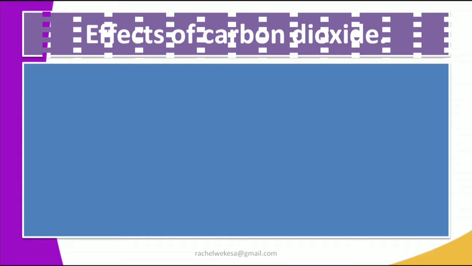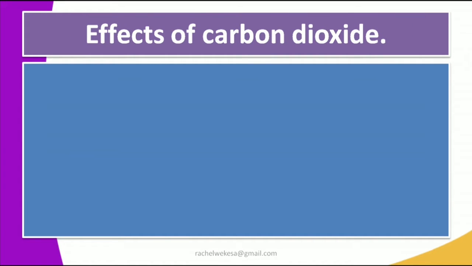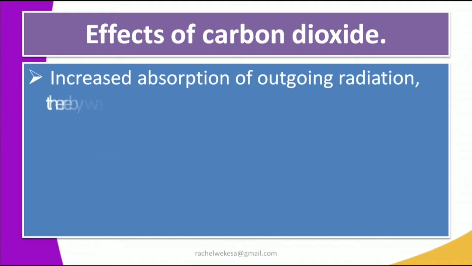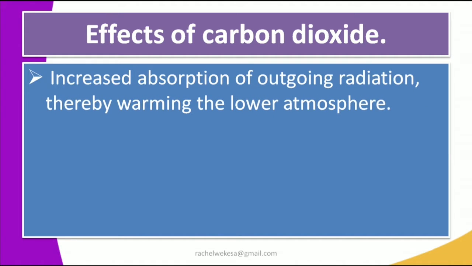Moving on to the effects of carbon dioxide. Carbon dioxide has the advantage part of it, and it also has the effect part of it. So just to mention a few of them, carbon dioxide increases absorption of outgoing radiation, thereby warming the lower atmosphere. So what happens if a lot of heat is absorbed by the carbon dioxide? It ends up warming the lower atmosphere. And when there is too much absorption of the radiation, the lower atmosphere will become too warm. As a result of this, it will lead to global warming, and it will make temperatures rise.